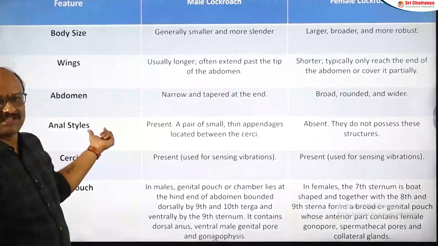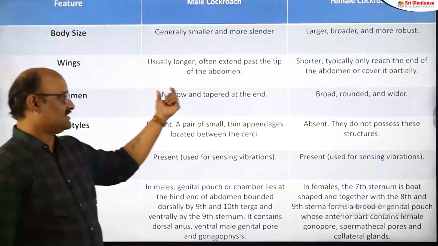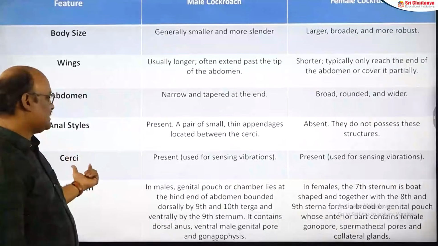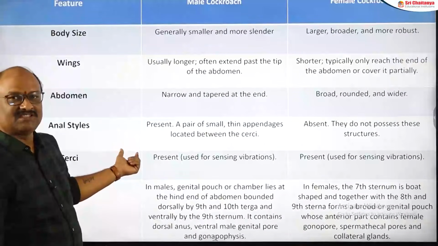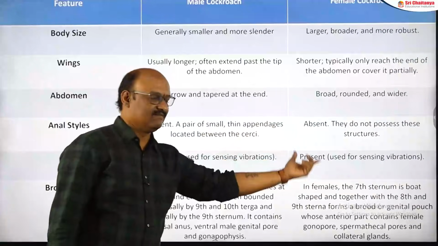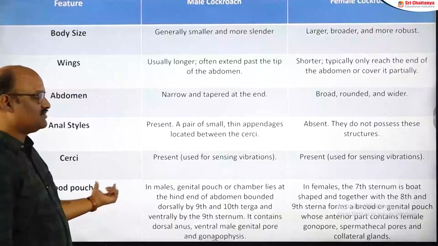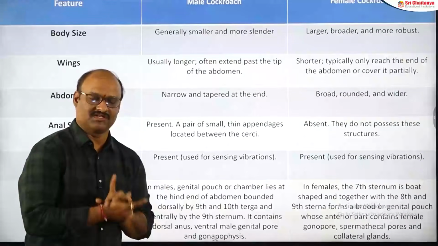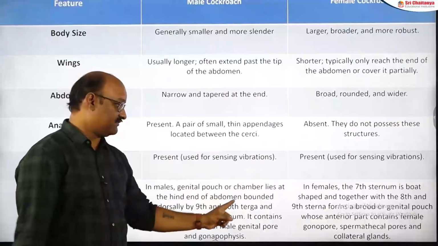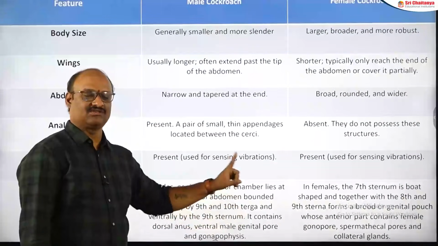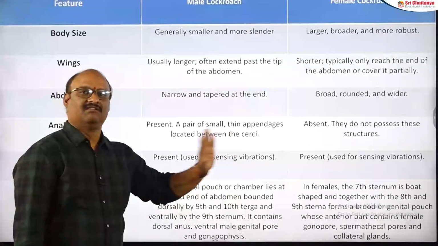Anal styles are present in the males, I will show you in the diagram, whereas anal styles are absent in the females. These are responsible for sensory functions, whereas anal cerci, which are responsible for sensing sound, are present in both males as well as females. This is not a difference, but we are going to see the brood pouches in the NCERT textbook. There is a lot of difference between the brood pouch in males and females. For previous NEET questions, we have to concentrate on this point, a very important point.